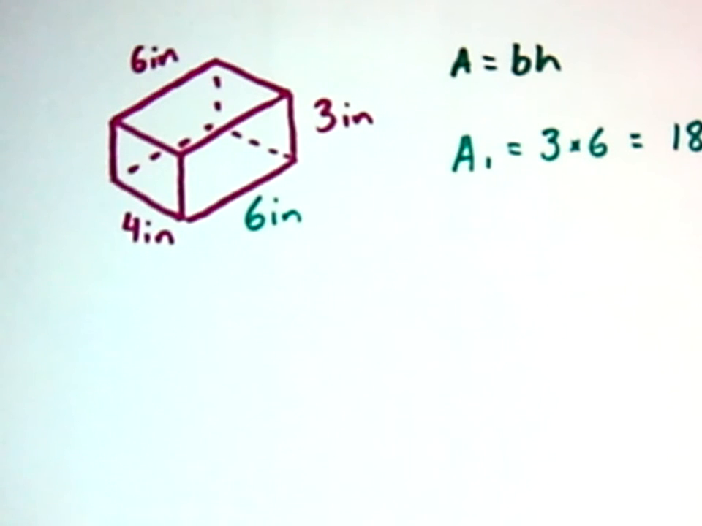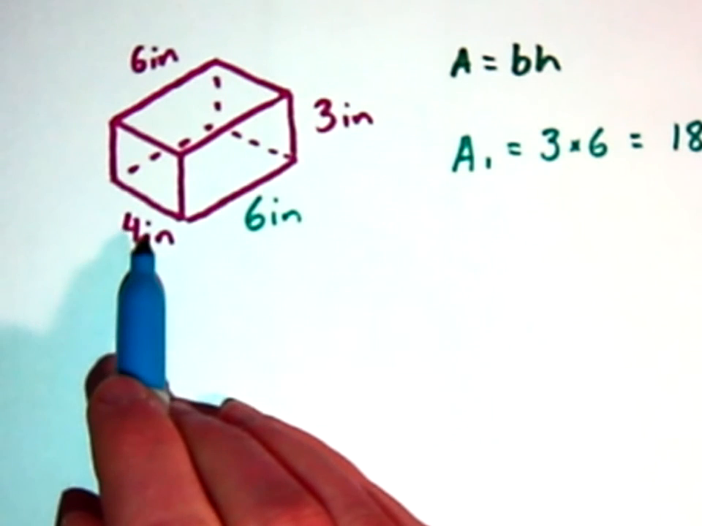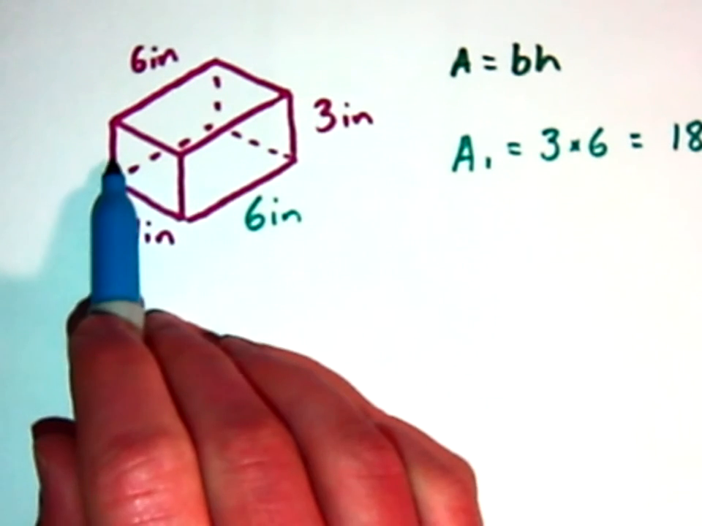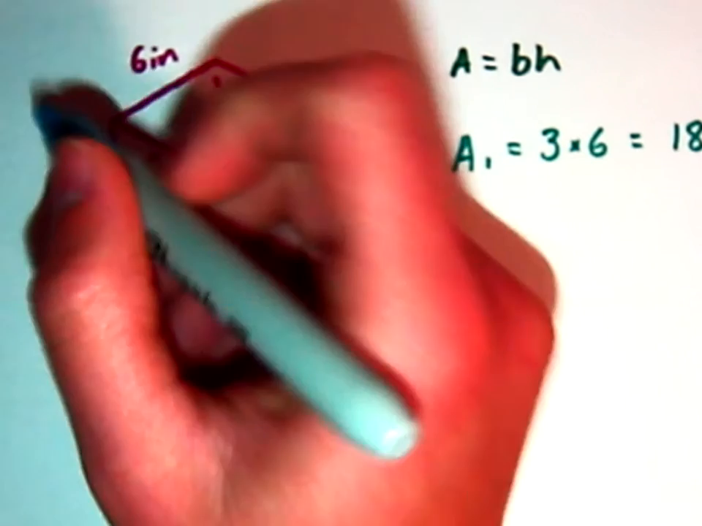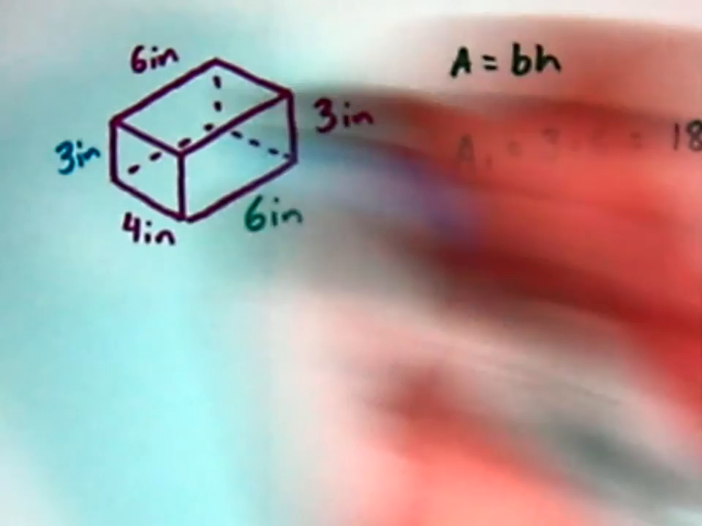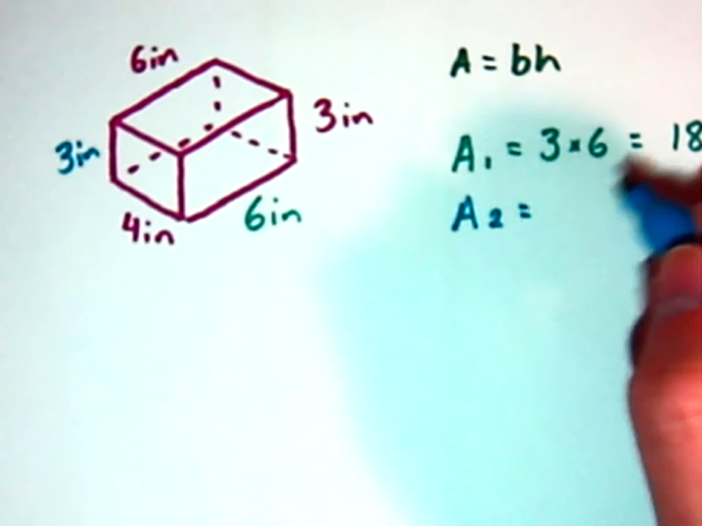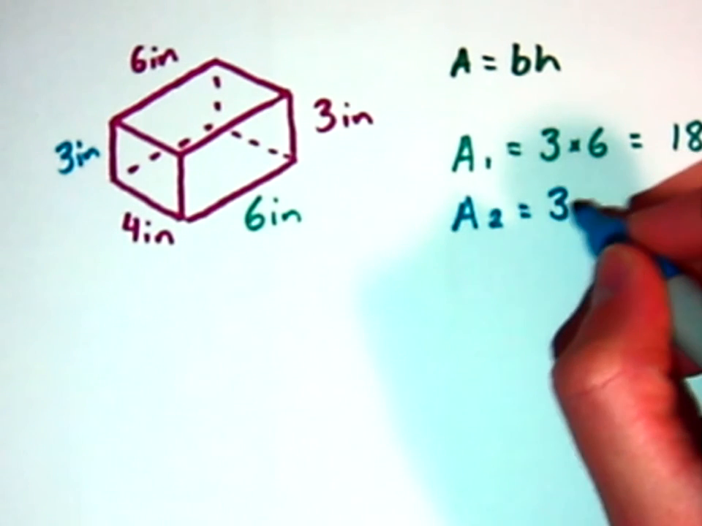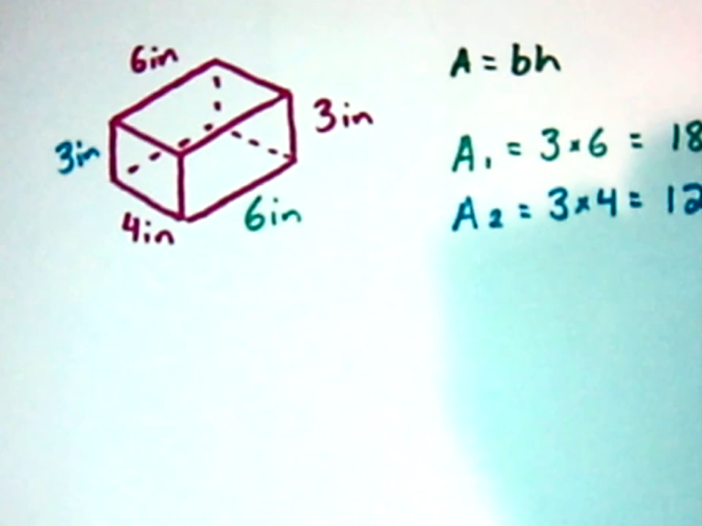Alright, let's take care of the second one. Well, let's take care of this one here. So this one is 4 inches, and I don't know these. Well, if this is 3 inches, it's going to be 3 inches. So let's write that in, 3 inches. So area of shape 2 is going to be 3 multiplied by 4. It's going to get us 12.